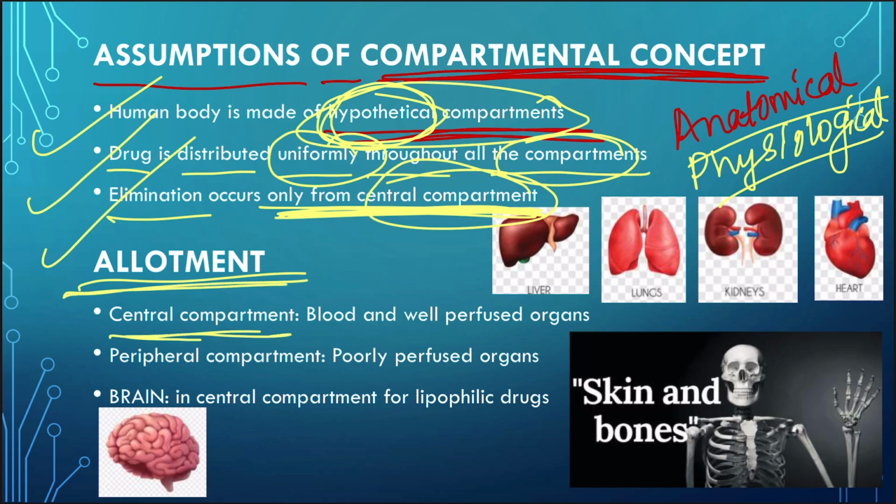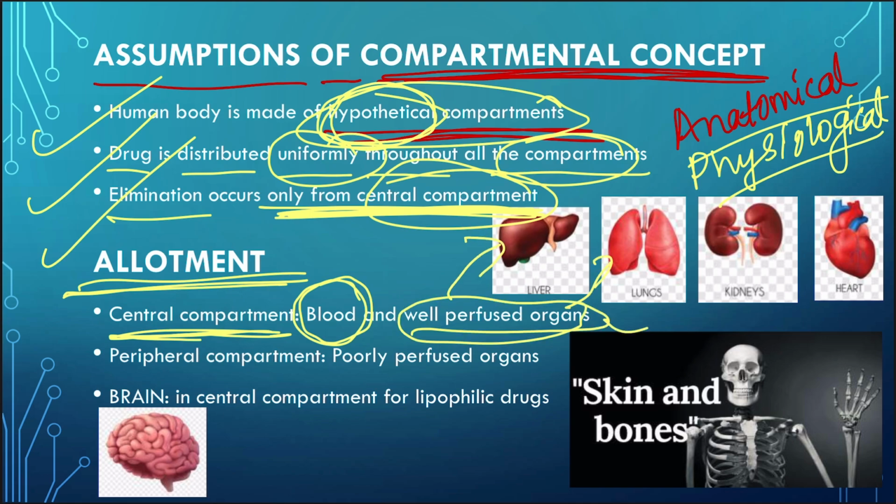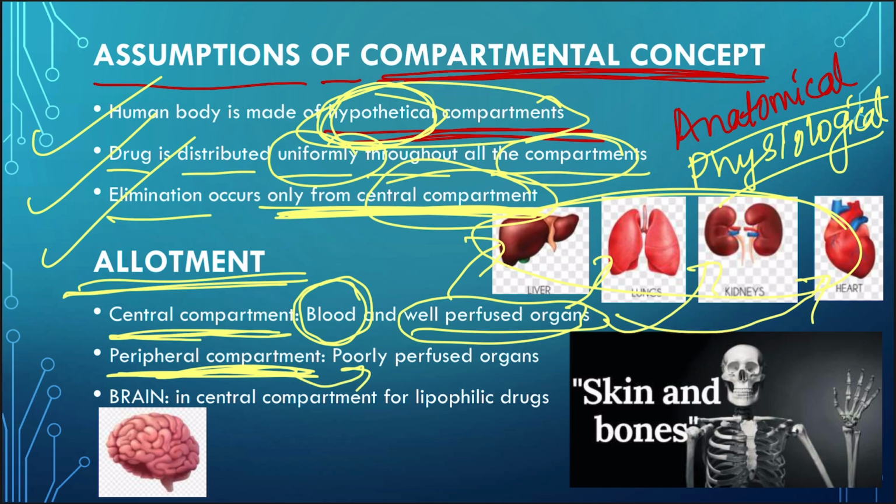So the central compartment, as I have mentioned already, includes blood, that is plasma, and the well perfused organs. What are those well perfused organs? First is the liver, then the lungs, then the kidney, and then the heart. All of these come under the central compartment, and then we have the peripheral compartment. In the peripheral compartment, we have the organs which are poorly perfused. Those include skin and bones. So these are the two compartments.